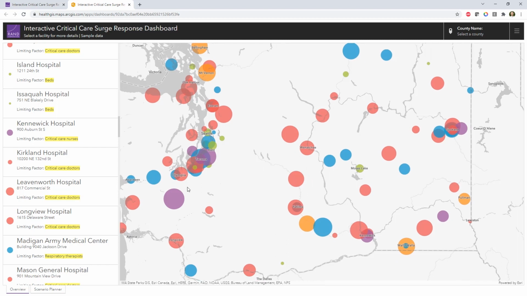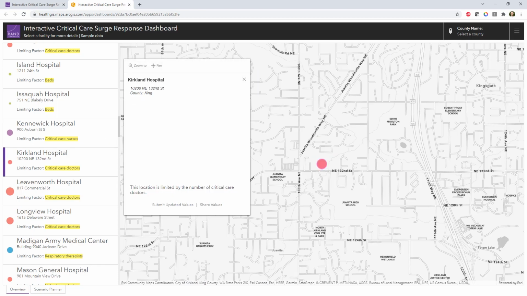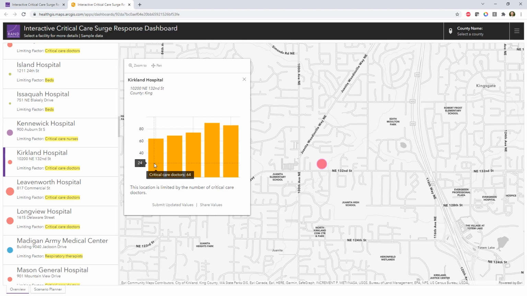In this map, the size of the facility relates to the total number of beds. Meanwhile, the color relates to the limiting factor at each facility. For example, in this sample dataset, I can see that Kirkland Hospital is a moderately sized facility that is limited by the number of critical care doctors. In the dynamic chart, I can also see that the number of critical care nurses and respiratory therapists are a limiting factor as well.